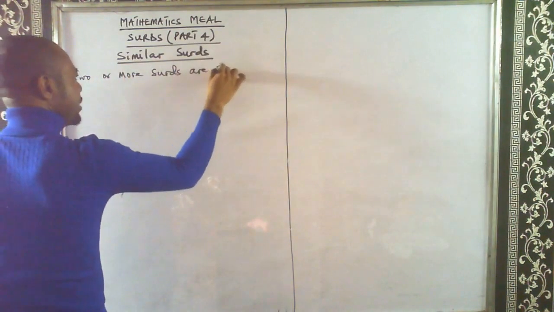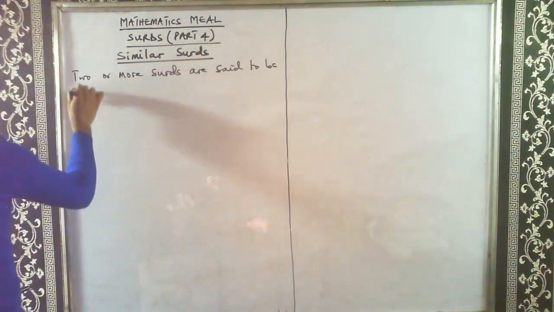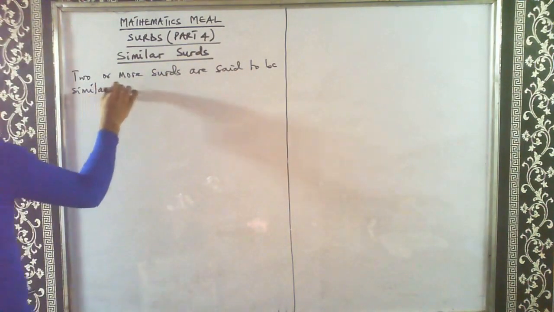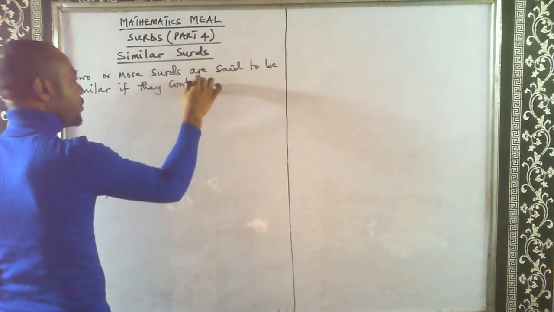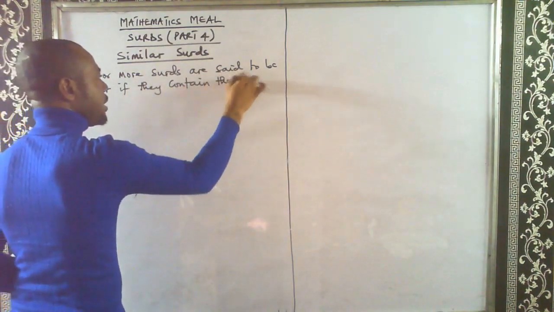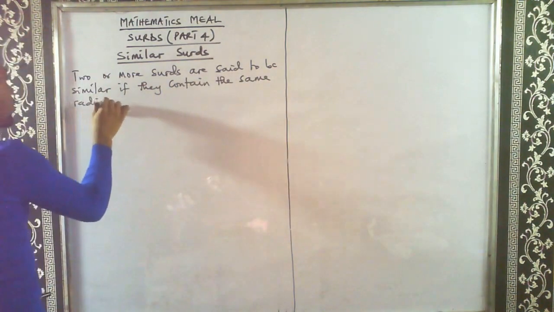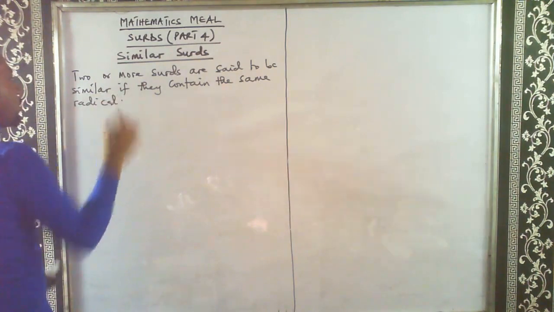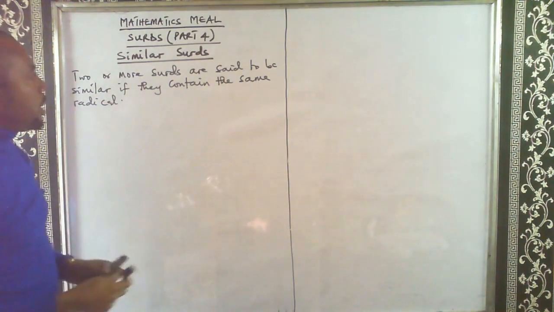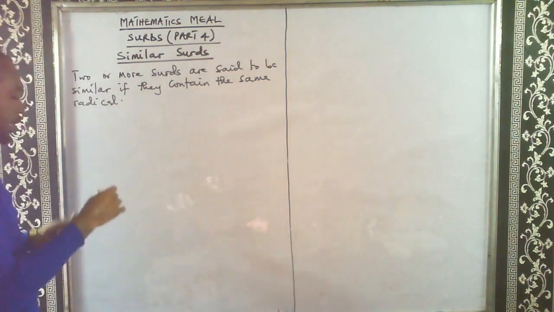are said to be similar if they contain the same radical. 2 or more surds are said to be similar if they contain the same radical.